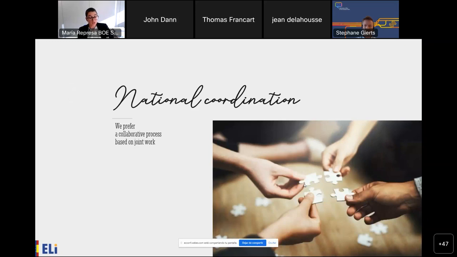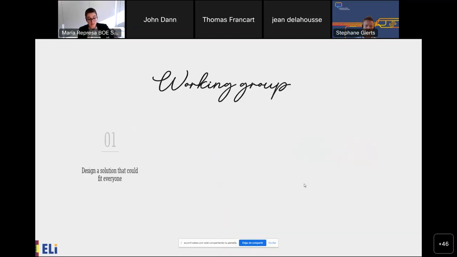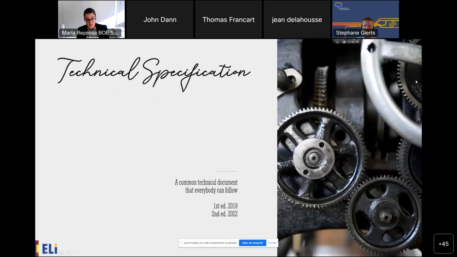This collaboration and coordination from the diversity has been the key factor for the success of the project. It has allowed us to consider many aspects that could otherwise have been overlooked. Apart from designing jointly an ELI solution that could fit all the official gazettes and legal information systems, the purposes of the working group were to analyze together the existing situations and requirements and to help and assist mutually during the implementation phase. The set of all these technical decisions has resulted in our instruction manual, as we call it, for implementers and reusers. It's a common technical document that everybody could follow.